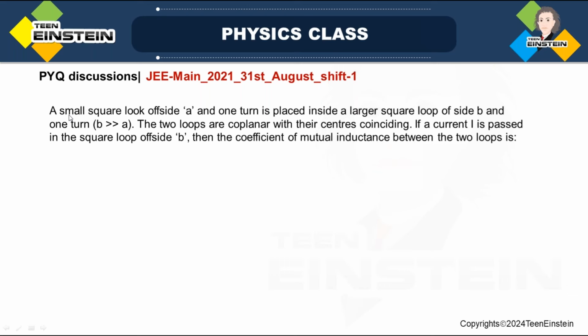So the question says a small square loop of side a and one turn is placed inside a large square loop of side b and one turn, where b is much greater than a.